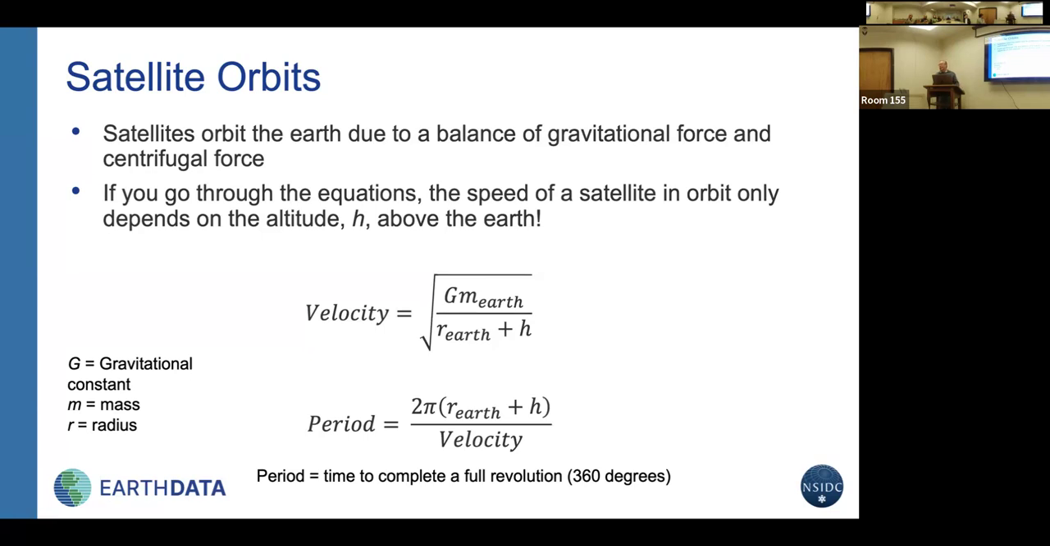The gravitational force is essentially the thing that's controlling the orbit. The interesting thing, there's a lot of equations with this, but the key thing is in this velocity here. This is the gravitational constant, the mass of the Earth, the radius of the Earth. Those are all essentially constant. So the only thing that changes is the height. The h is the height above the Earth's surface. So the speed of the satellite is a function of the altitude above the surface, and only that. And then the period is the time to complete a full revolution, which again is of course dependent on speed.